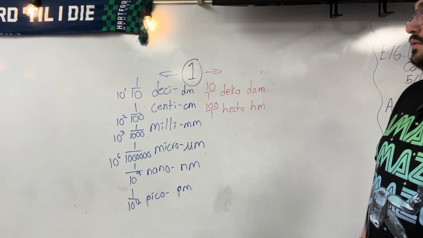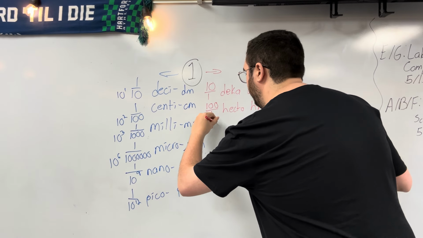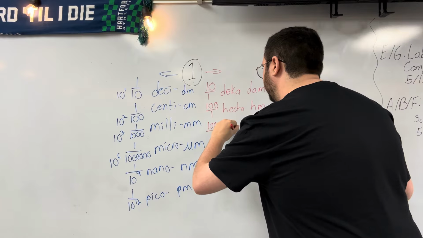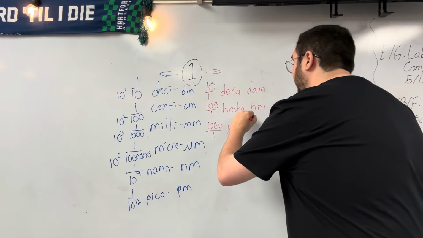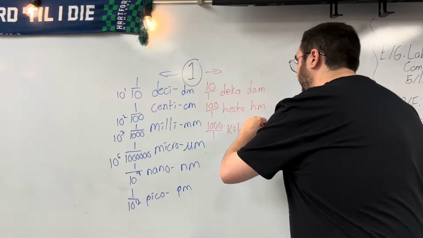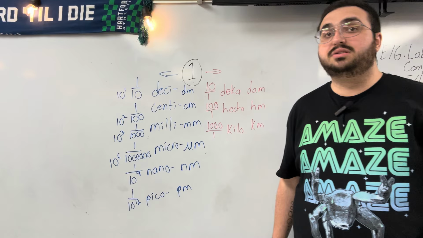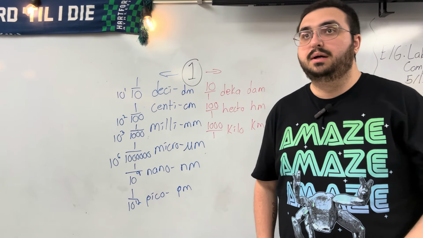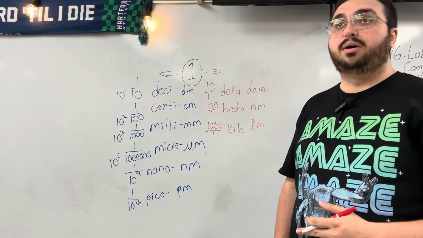Next up, we have 1,000 of our base units, and we use kilo. This one you might have heard of. For example, a kilometer is 1,000 meters and is a pretty good substitution for, say, miles. There's 1.6 kilometers for every 1 mile. So you get roughly 2/3 of a mile with 1 kilometer.